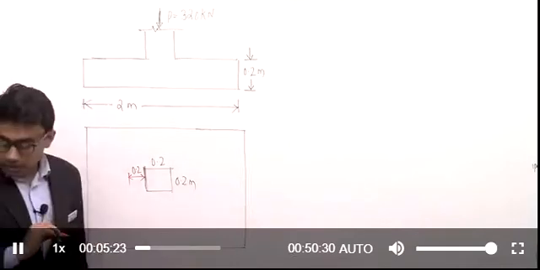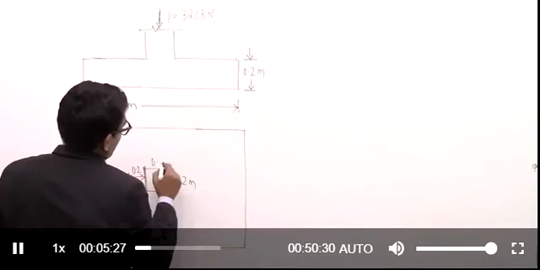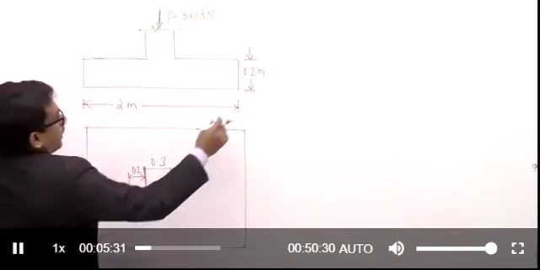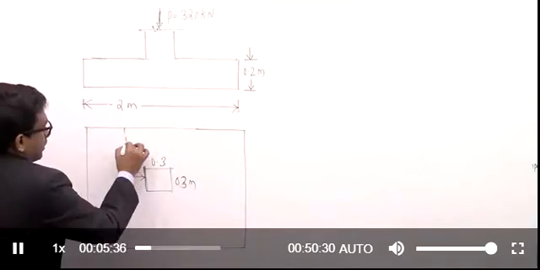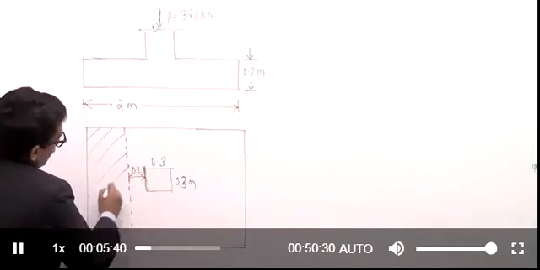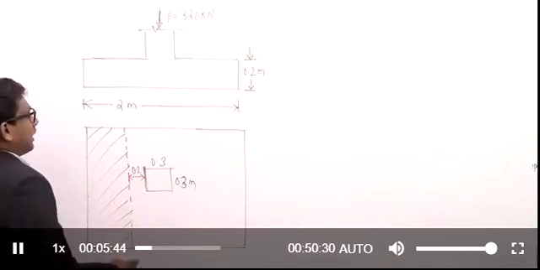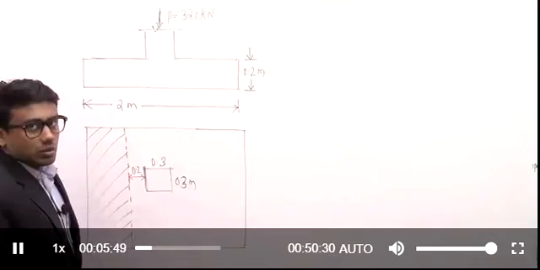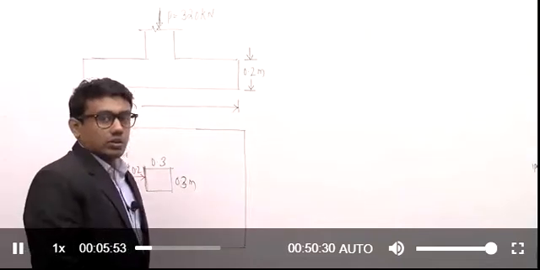The size of the column is also given, sorry, it is 0.3 and 0.3. And the thickness of the footing is given as 0.2 meters. Then we have to choose the critical section at a distance d from the face of the column. As it is a square column, we can consider the critical section either on this side or this side, it doesn't matter, because both are going to give the same answer. If it is a rectangular column, we have to choose the shorter dimension.